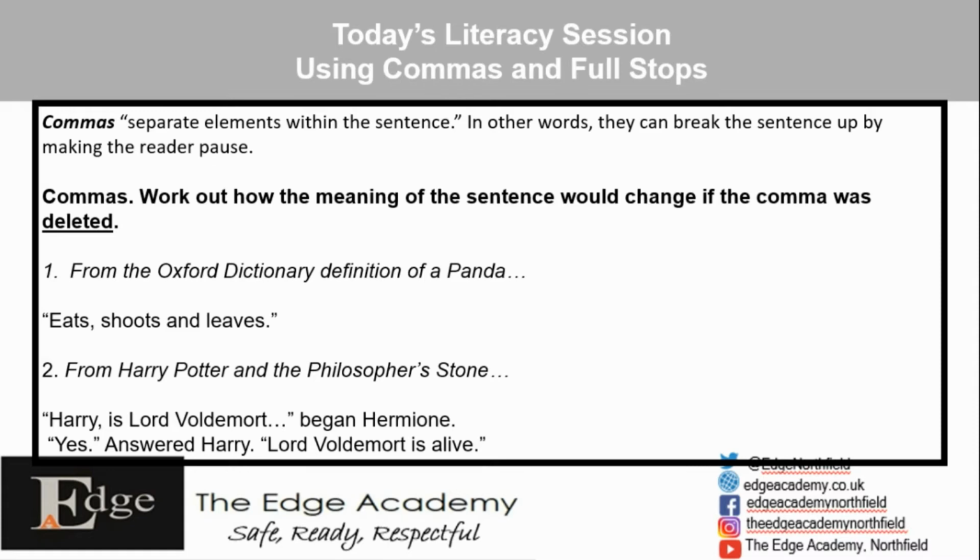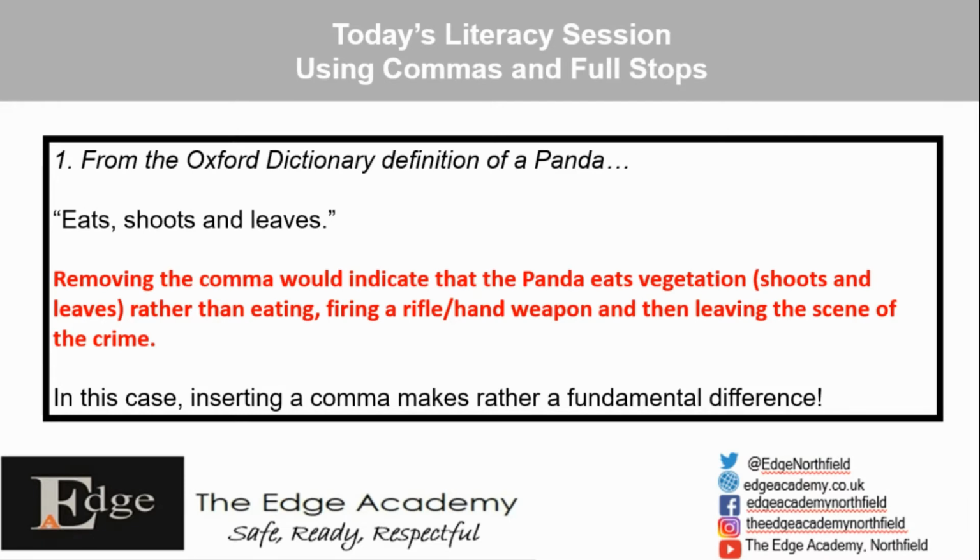Now, if we look at these individually and see what would happen if we take away the commas. So, from the first one, from the Oxford Dictionary definition of a panda, it eats, shoots, and leaves. Now, if we removed the comma, so the first expression is, with the comma, it eats, so a panda eats, okay, it could shoot, bang, bang, bang, and kill somebody, and then it leaves the scene. So removing the comma would indicate that the panda eats vegetation, shoots and leaves, rather than eating, firing a rifle, a hand weapon, and then leaving the scene. Okay, does that make sense?